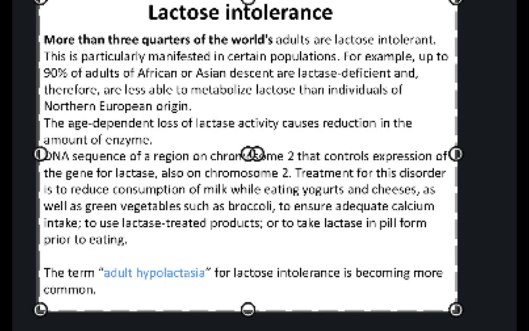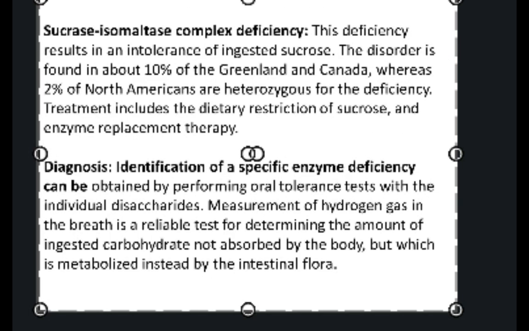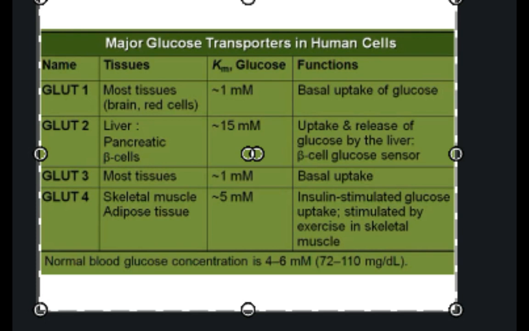So when glucose is absorbed into the blood, it is then taken up by different tissues and different cells. There are 14 different types of glucose transporter. We have mentioned a few, like glucose transporter 1, which is present on RBCs and brain cells.